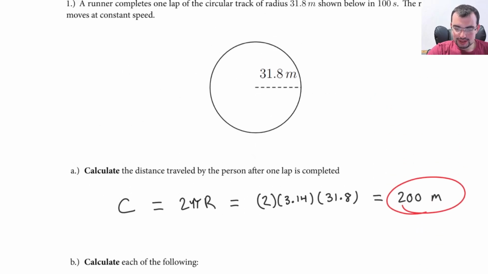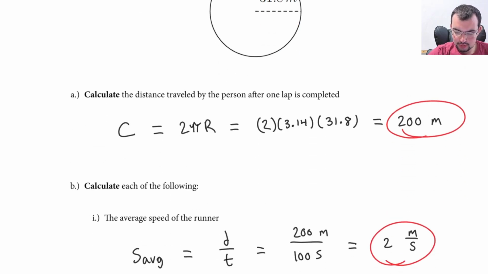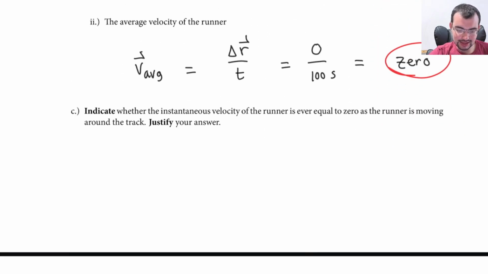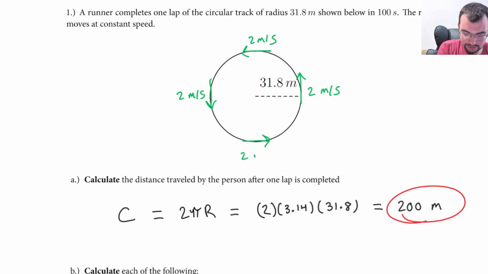So if you don't displace any distance, it means your average velocity is 0. And we'll talk about that more with this next part because it says, is the instantaneous velocity ever 0, even though the average is? So instantaneous velocity is speed plus direction. That would mean, well, here they're moving 2 meters per second. Here they're moving 2 meters per second. Here they're moving 2 meters per second. And so on. And here they're moving 2 meters per second.